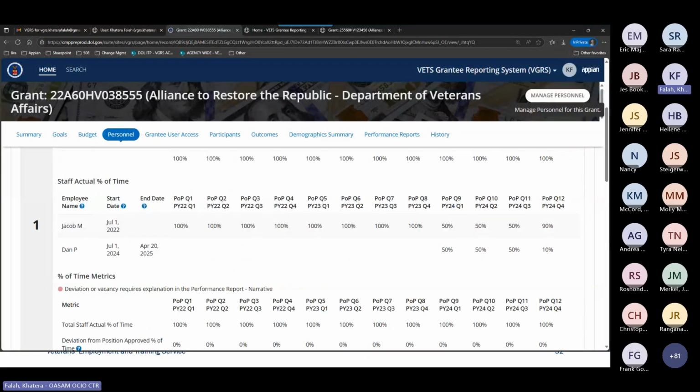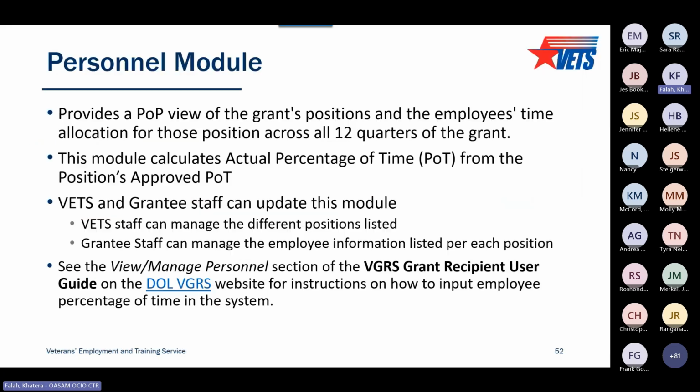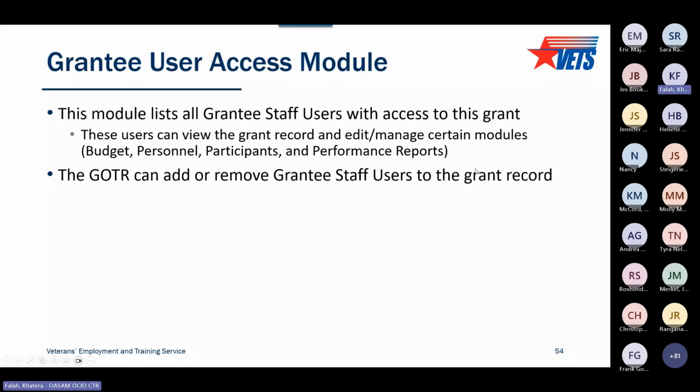Okay, so that is our personnel module. I'm going to take us to the next module, that is our grantee user access module. This module lists all grantee staff users with access to this grant. These users can view the grant record and edit or manage certain modules, such as the budget, personnel, participants, and performance reports. The coder can add or remove grantee staff users to the grant record.